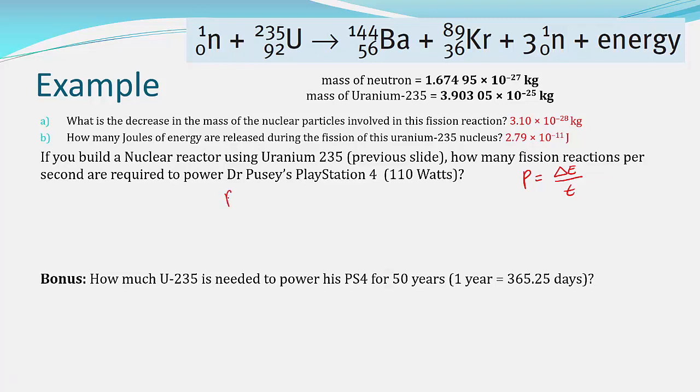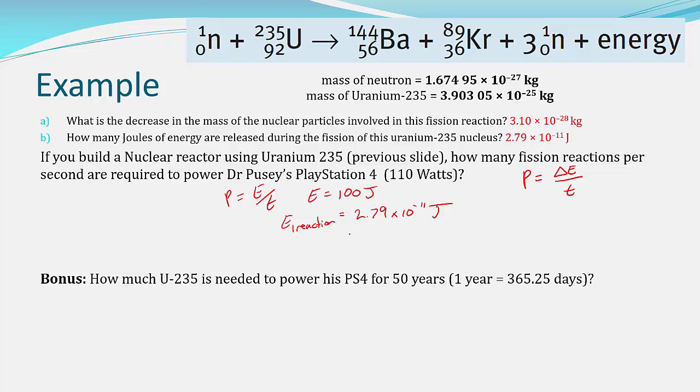Starting with the equation I've given you, power is equal to energy over time. So we know that the energy required per second is going to be 110 joules. And I know the energy for one reaction, which we calculated in the previous slide, is 2.79 times 10 to the negative 11 joules.